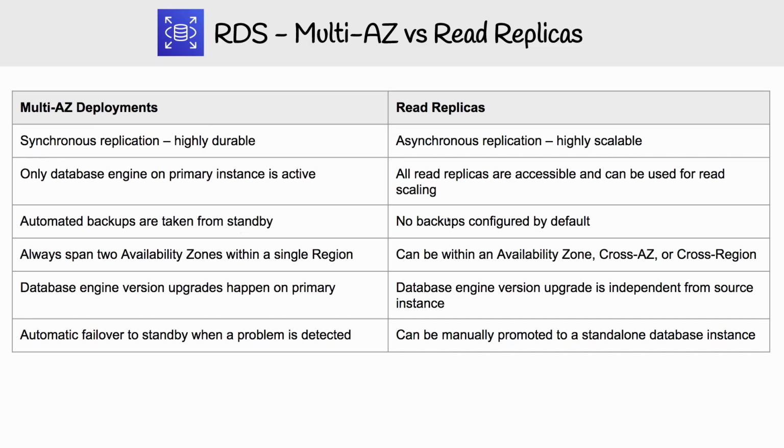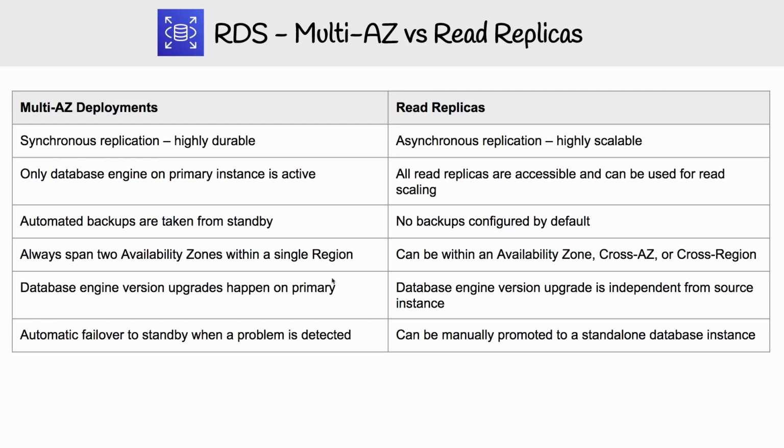Where read replicas, there are no backups configured by default. Multi-AZ, as the name implies, will span 2 AZs within a single region. Read replicas are within a single AZ, but they can be multi-AZ, cross-AZ, or cross-region, okay? When upgrades are occurring, it's going to happen on the primary database for multi-AZ. When upgrades occur in read replicas, it's going to be independent from the source instance.